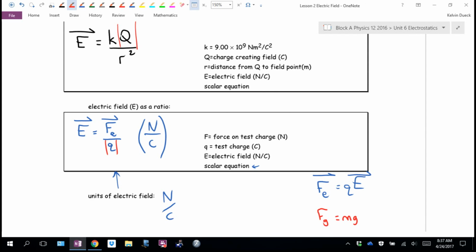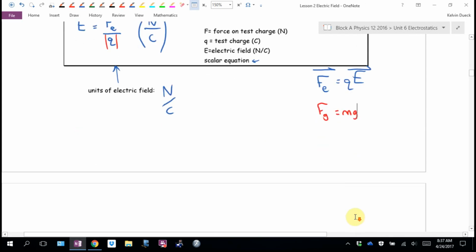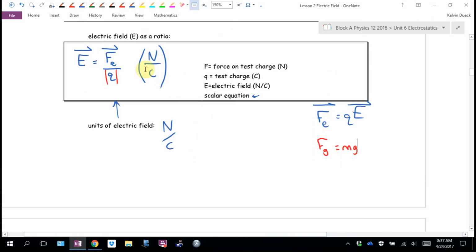A little shortcut. Okay? We said the units for electrical field were newtons per coulomb. Pops out of this equation here. Much like gravitational field was newtons per kilogram or meters per second squared, there is going to be another set of units coming down the road in a couple of lessons, but not just yet.